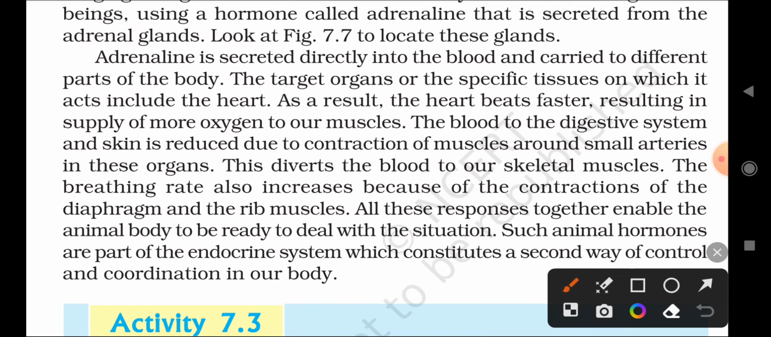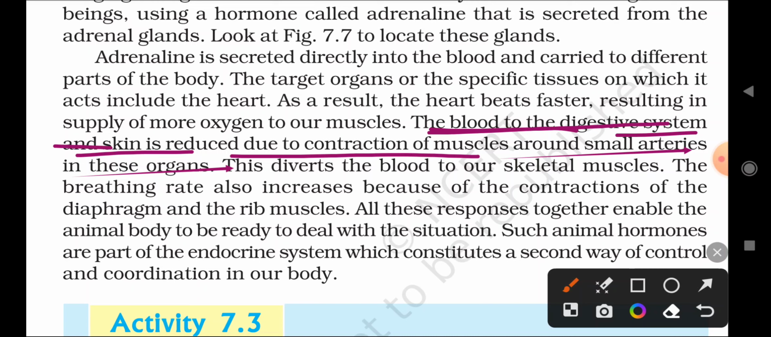This is very important. They will ask how the animal body prepares in a scary situation, meaning you have to write all these points. The blood to the digestive system and skin is reduced due to the contraction of muscles around the arteries in these organs. Here the adrenaline hormone is in the heart, and due to it the heartbeat increases, resulting in increased respiration, and for that more oxygen is required by the muscles. More oxygen to the muscles means the blood is reduced in the digestive system and skin.